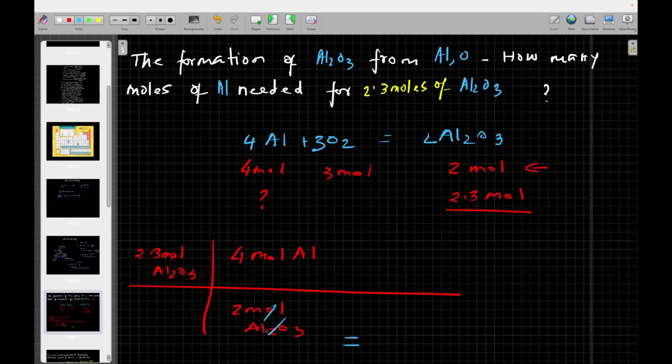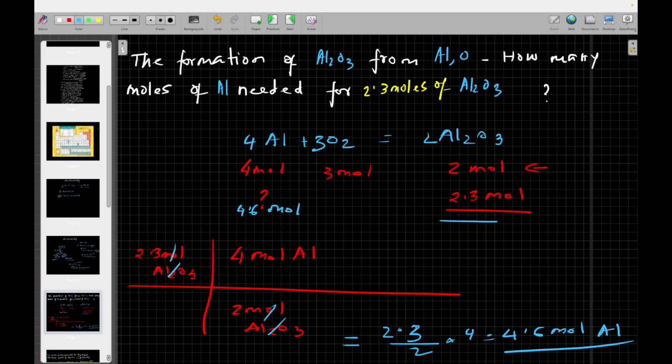The mole units of aluminum oxide cancel each other, and only the remaining numbers are there. If we calculate, we get 4.6 mole aluminum as the answer. So 4.6 mole aluminum is needed to produce 2.3 mole of aluminum oxide. It's a very simple problem. As I said, there is no conversion needed. Using only the mole information we get the answer.